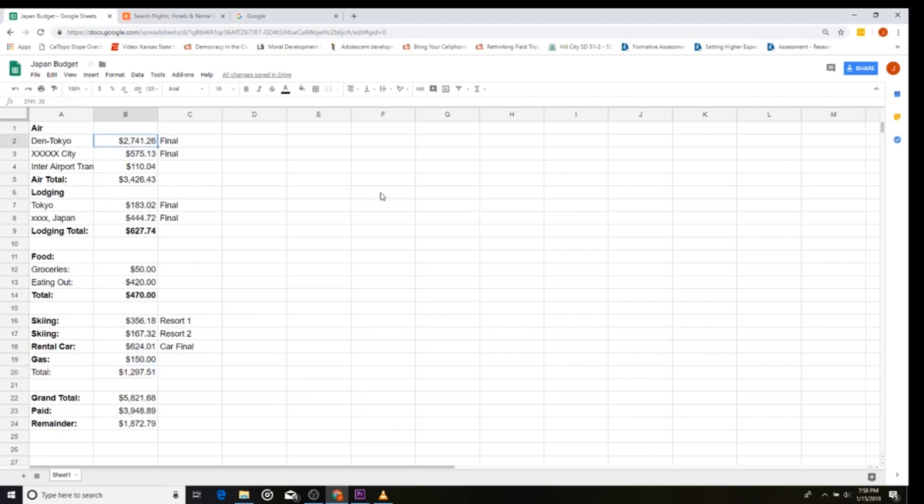So when I was looking at airfare, I was budgeting out what I thought it was going to cost, and then when I actually bought my tickets, that price did not match what I had budgeted for. I think I had budgeted for $3,000, ended up being $2,741. And so once you get hard prices, you can update your budget, and your grand total will update, as will your remainder, because your paid will update as well.